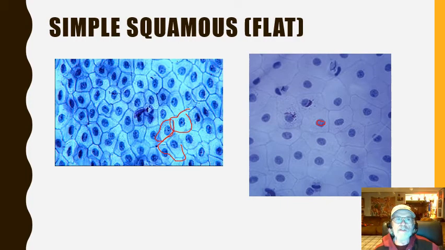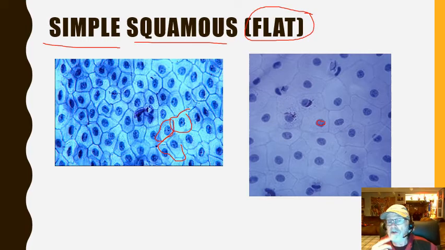Simple, why is it simple? Because it's one layer thick. And why is it squamous? Because these cells are flat. Okay, so that's simple squamous. That's pretty simple. Again, if you look at the inside of the mouth and stuff like that, you're going to find lots of squamous cells.